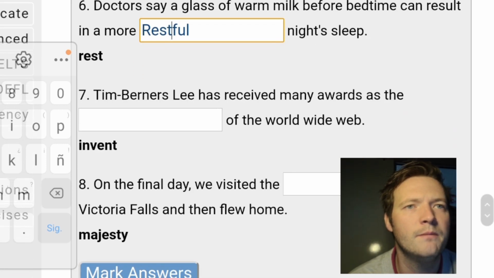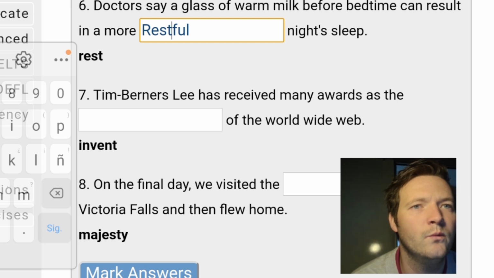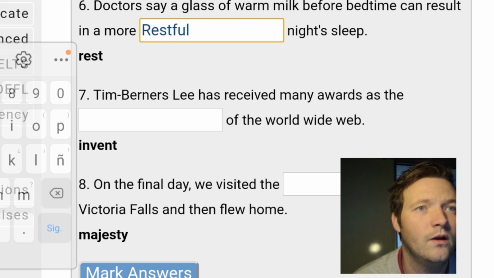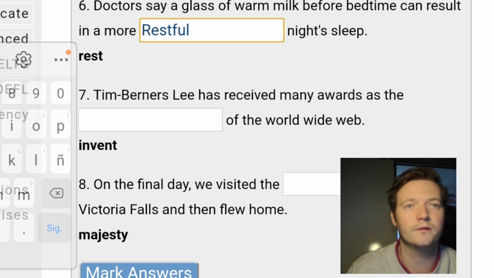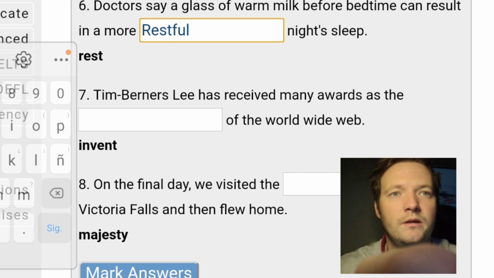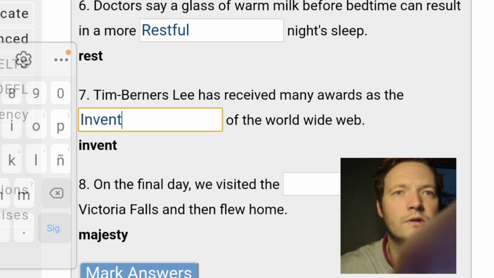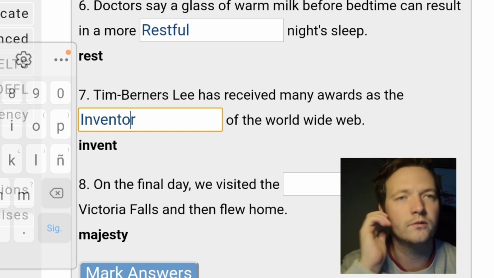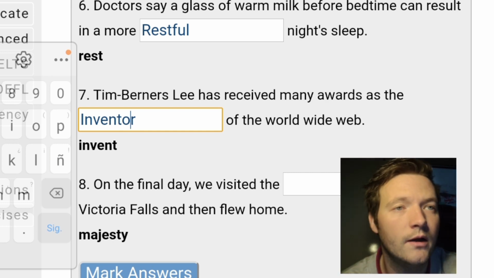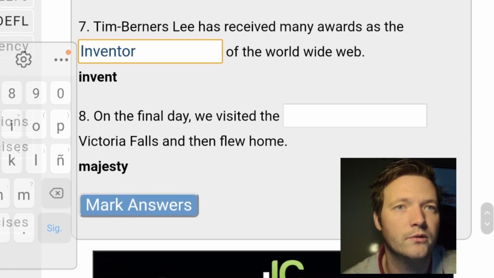Well, okay. Tim Berners-Lee has received many awards as the inventor of the World Wide Web. Well, he is a person. He is an inventor. I guess this could result in people spelling it wrong or something, but inventor with OR, I can't really think why that would cause a problem.